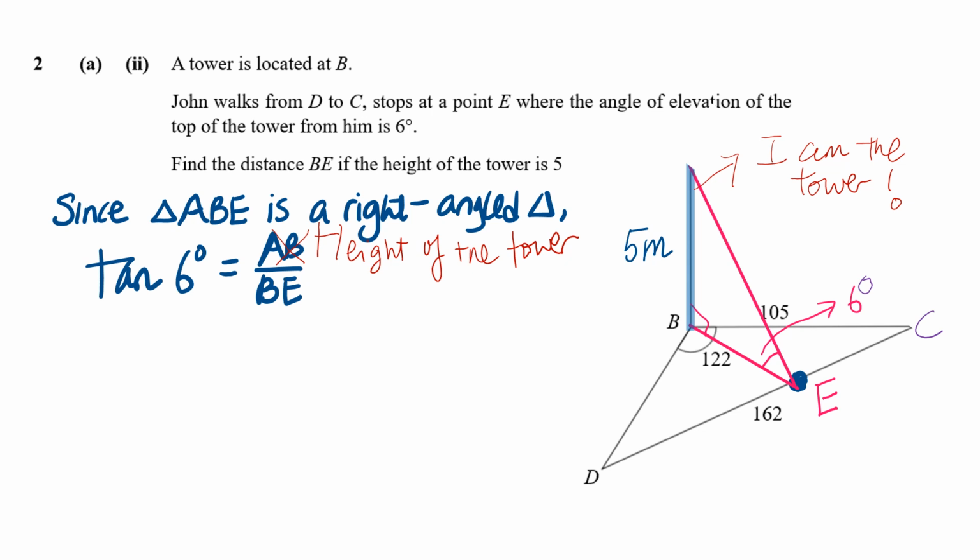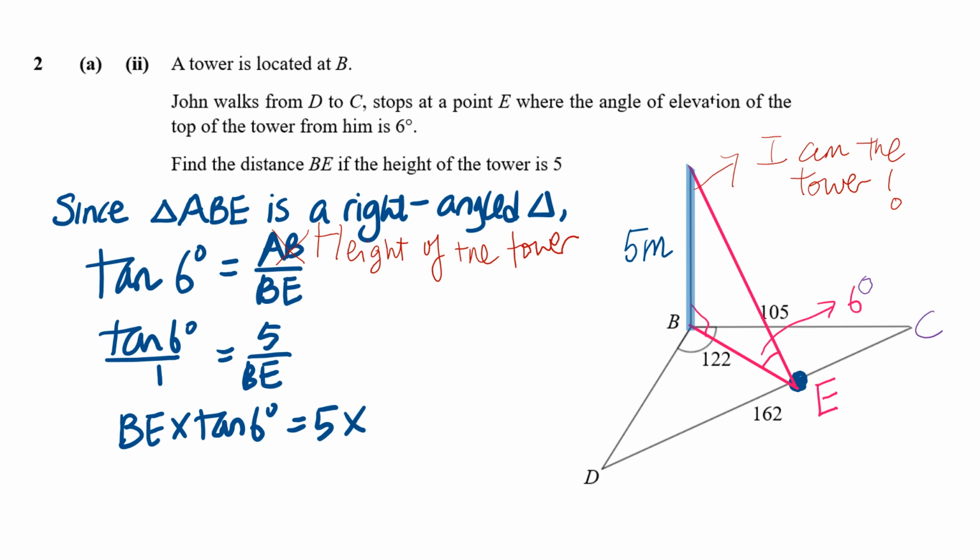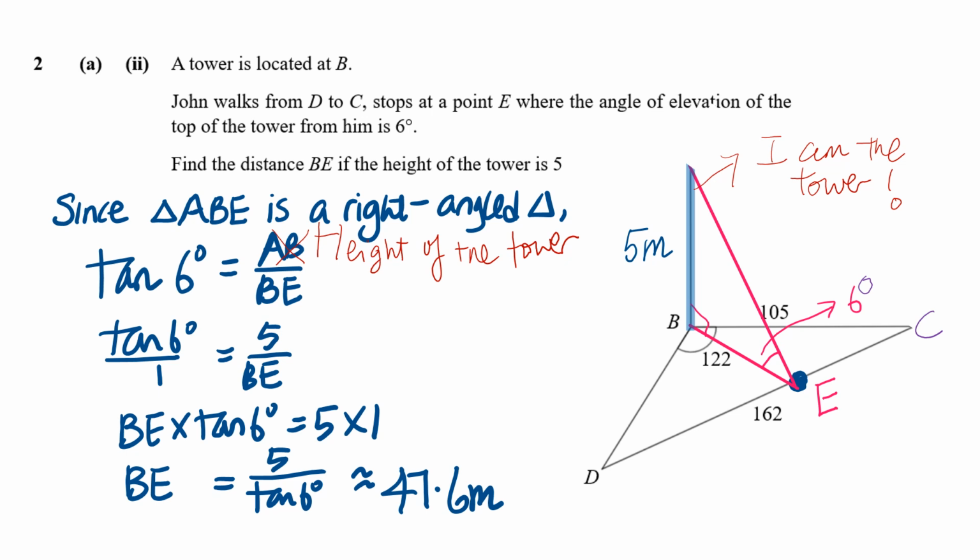All right, so you do a cross multiply. And then you'll find that BE is 47.6 meters. Right, so our dear friend John is at a distance of 47.6 meters from point B. Right, so this distance here is 47.6 meters. And then he looks up, sees something at the top of the tower that attracts his attention, and he forms an angle of elevation of 6 degrees. All right.